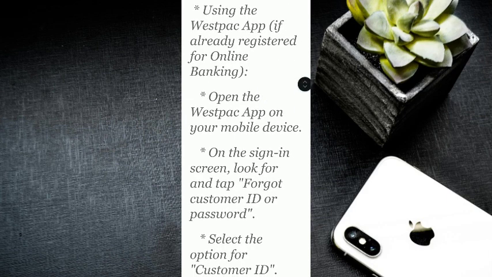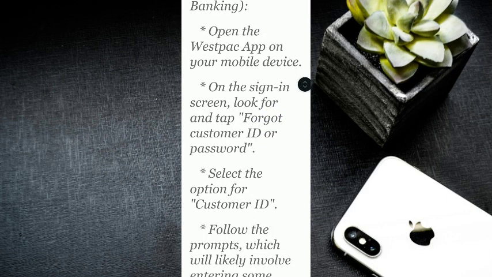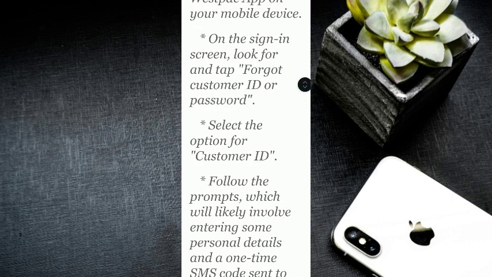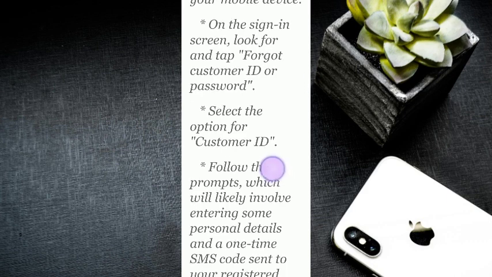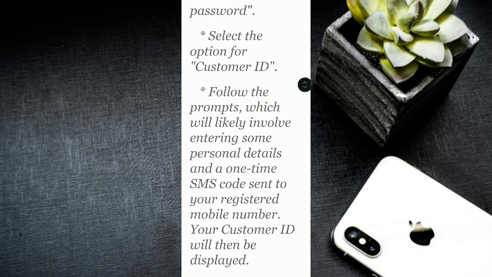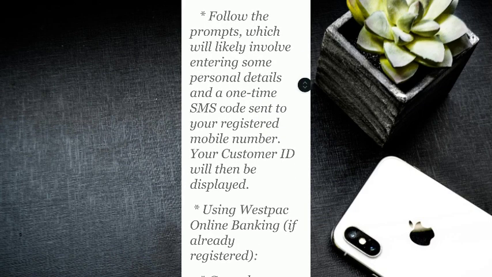What you do is open the Westpac app on your mobile device. Go on the sign in screen, look for and tap Forgot Customer ID or Password. Then select the option for Customer ID. Follow the prompt, which will likely involve entering some personal details and a one-time SMS code sent to a registered mobile number. The customer ID will then be displayed.